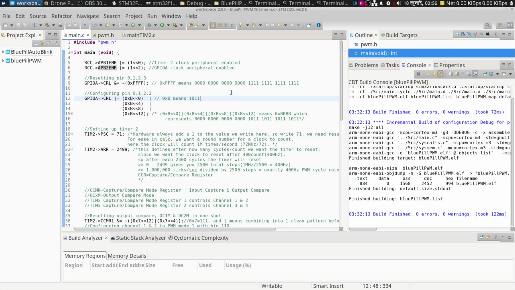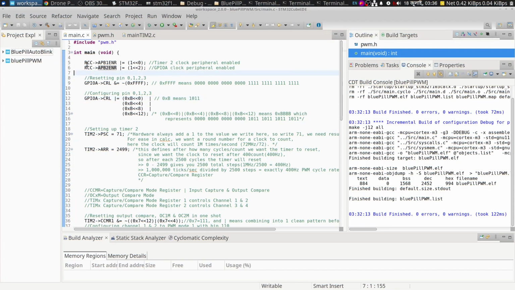So let me just explain the code a little bit. First of all, we are doing pulse width modulation. What pulse width modulation basically is, is that we are modulating the width, the duty cycle. We want to keep it open for a certain amount of time, and we want to keep it closed for a certain amount of time. I'm going to explain it to you here.